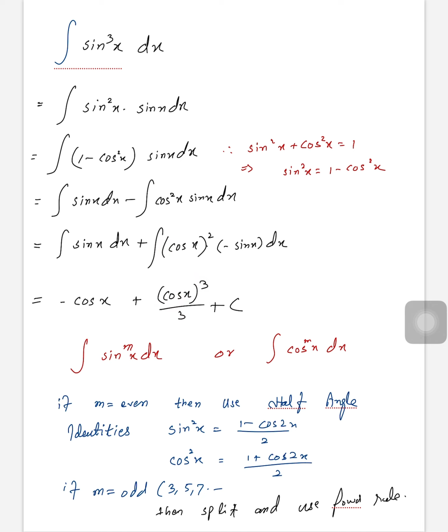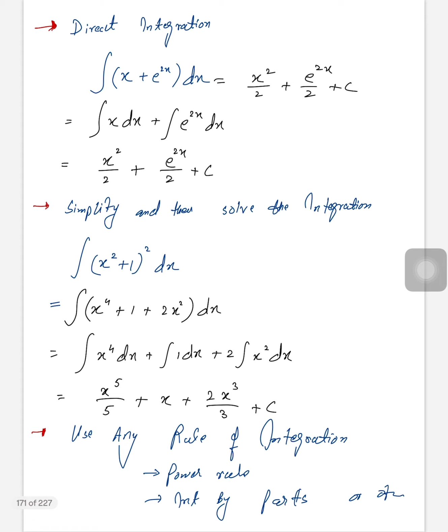So when you are taking integration of sine or cos, what will you do? First of all, you have to see its power. If its power is even, then you will use these formulas and then take its integration. If this power is odd, then split and use power rule. Like here, I will split this and then use the power rule here. So these were the basics of the integration.